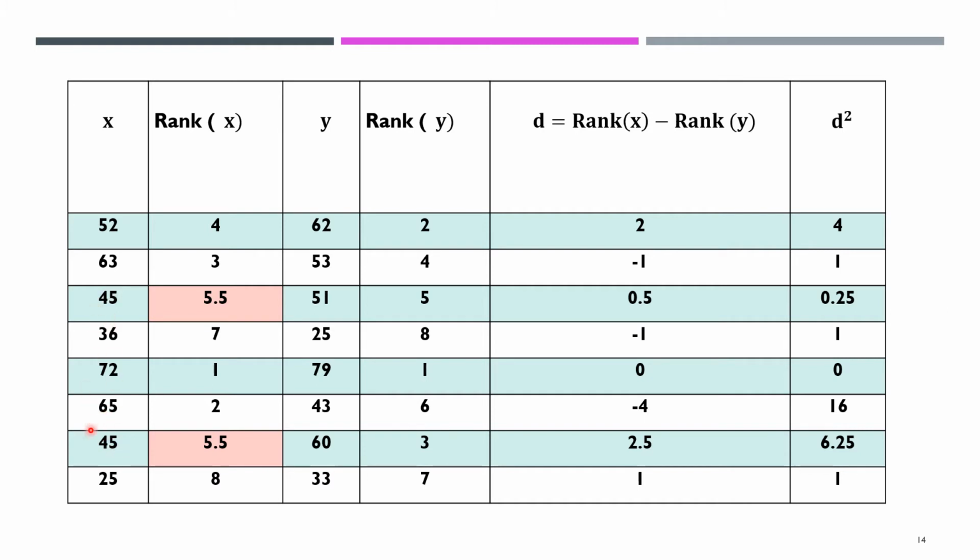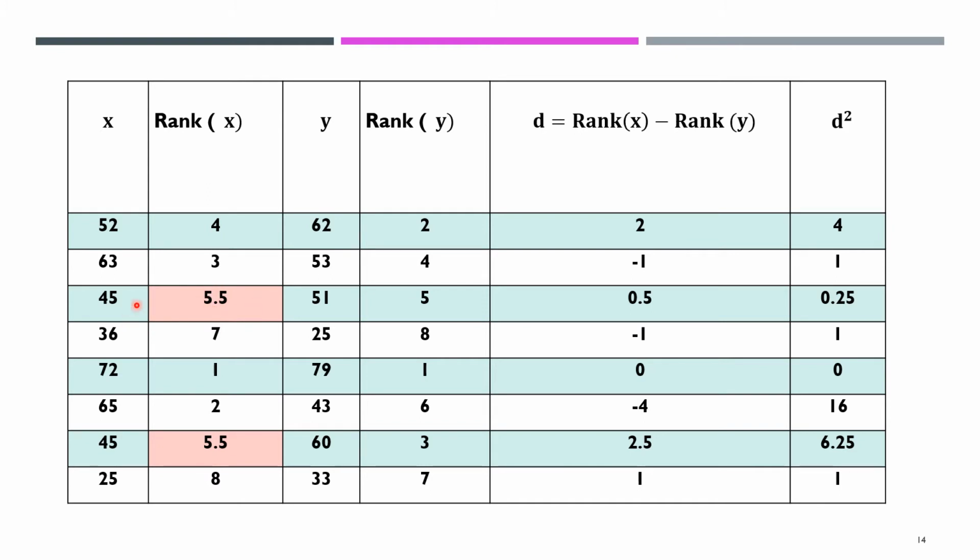Now since two values have the same rank, we will take the average of those two ranks. So 52 is given rank 4. The next number is 45, 45. Now since there is a tie between rank 5 and 6, we have to take the average of rank 5 and 6. That means 5 plus 6 divided by 2, which comes out to be 5.5.